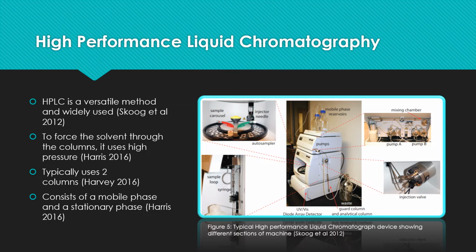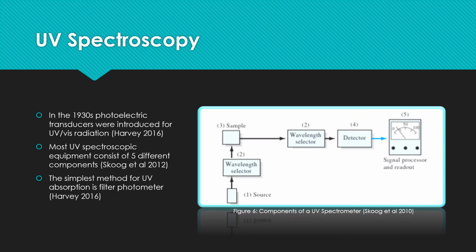A typical HPLC uses two columns to perform the analysis, an analytical column and a guard column to prevent contamination. The stationary phase is often polar, whilst the mobile phase is nonpolar. In the 1930s, photoelectric transducers were introduced for UV-Vis radiation, and by the 1940s, the modern instrumentation for absorption spectroscopy became easily available and has since had much progress.